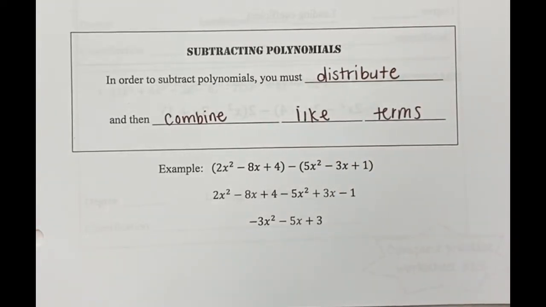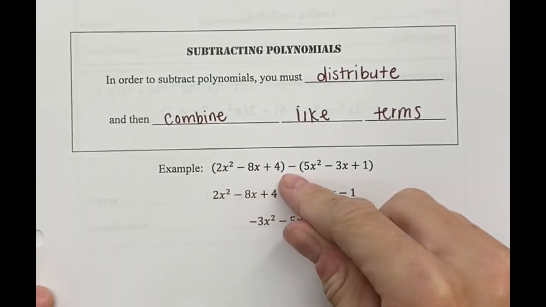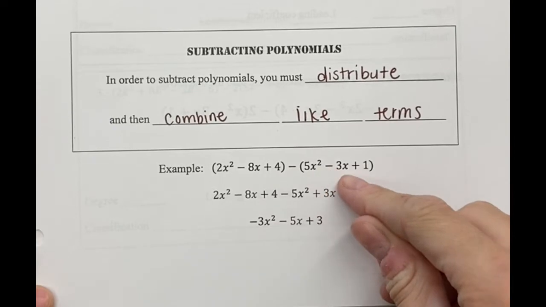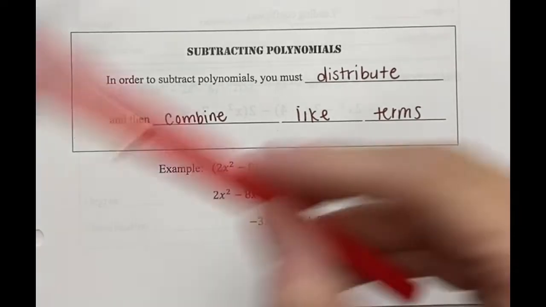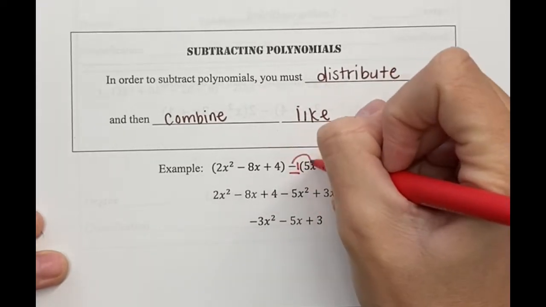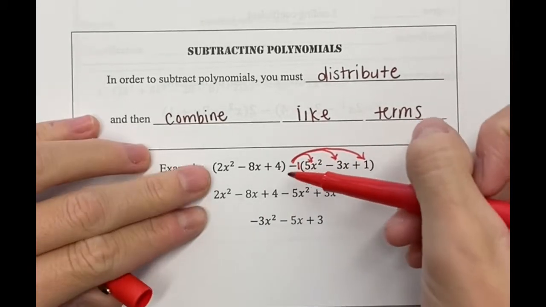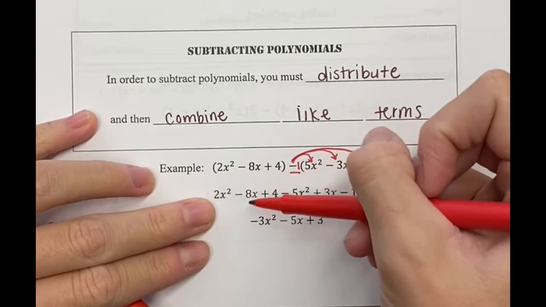So if you take a look at the example below, we have 2x squared minus 8x plus 4 minus 5x squared minus 3x plus 1. Here, I'm minusing, so that's really telling me there's an invisible negative 1 there that needs to be distributed to this whole trinomial. So the first numbers I can just rewrite, so I have 2x squared minus 8x plus 4.